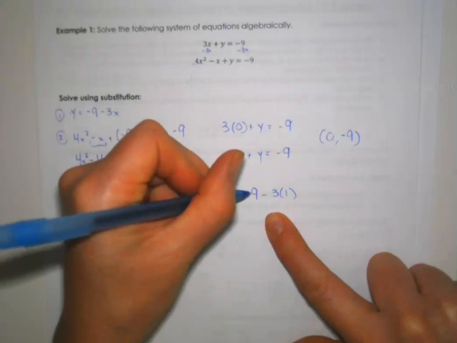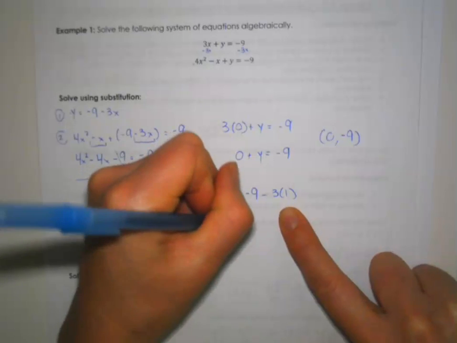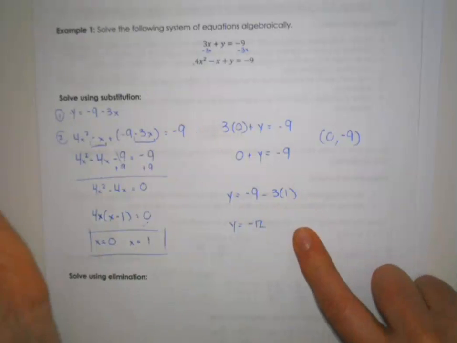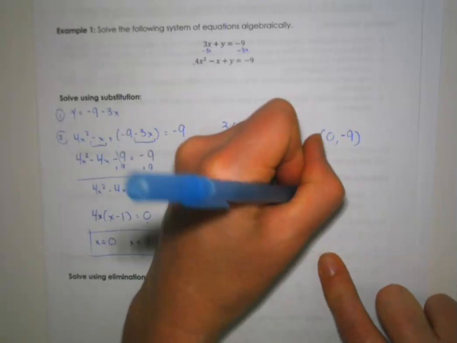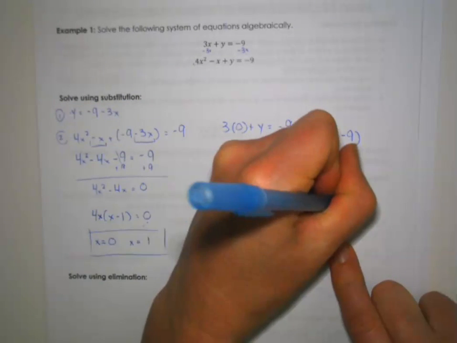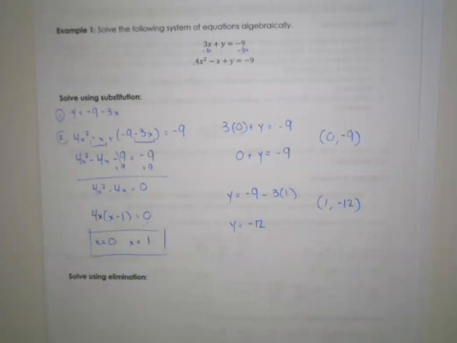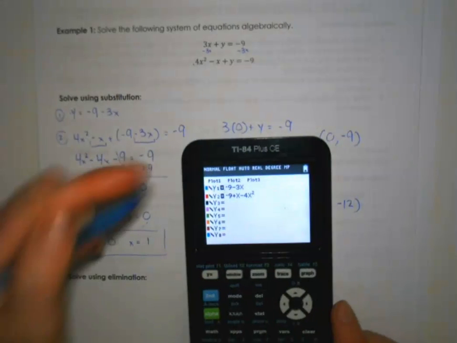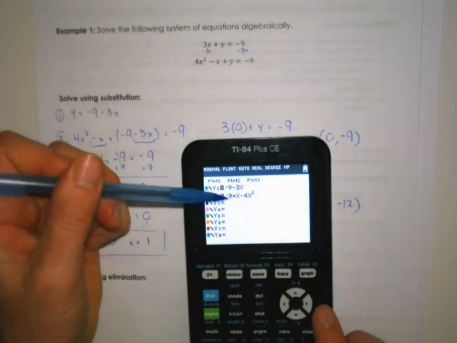So basically -9 minus 3, which gives us -12. So that means my second solution would be at x is equal to 1, y is equal to -12. Now before I started, I did go ahead and put these two equations in for y.